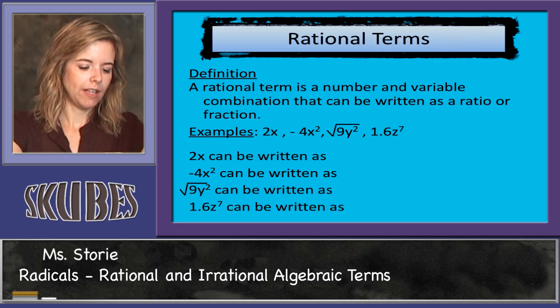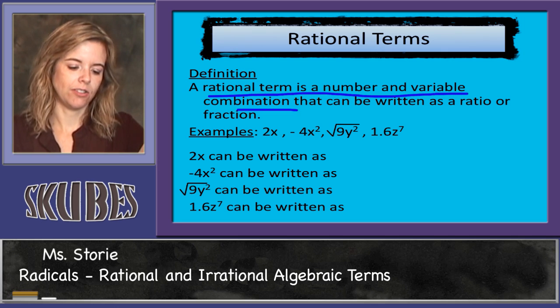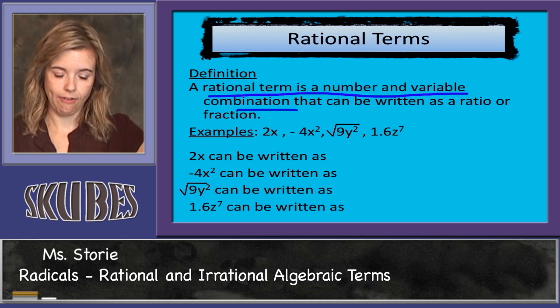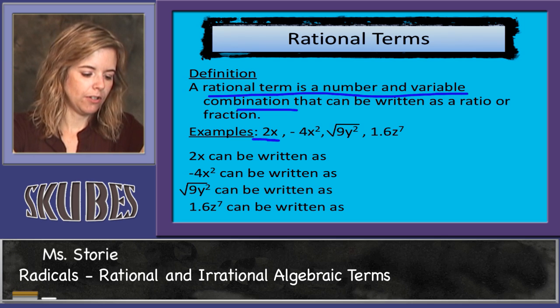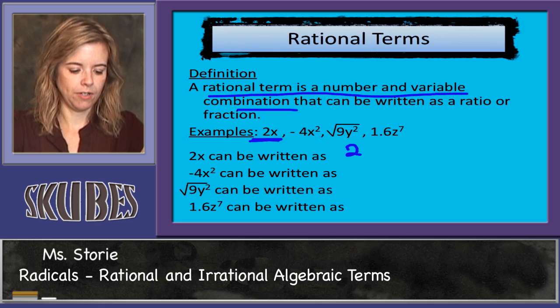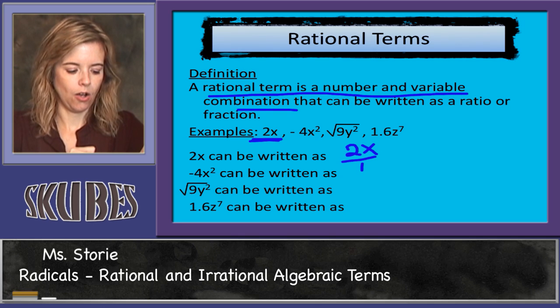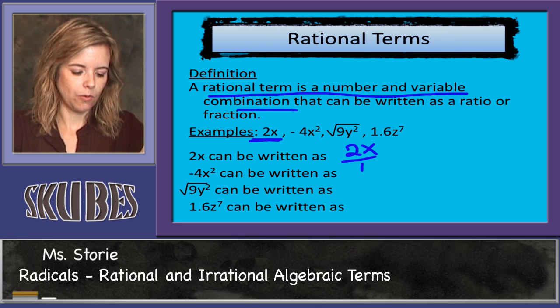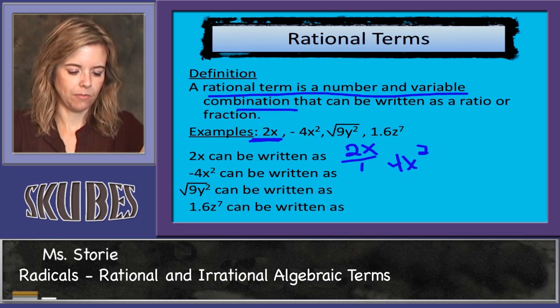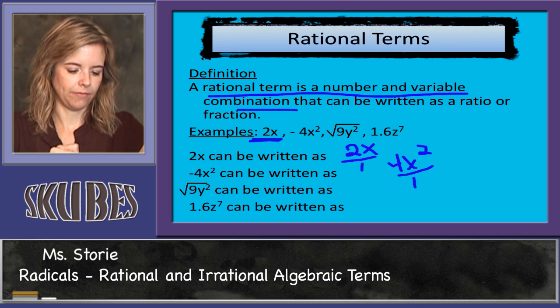A rational term is a number and a variable combination that can be written as a ratio or a fraction. So, if we look at 2x, 2x can be written as a fraction by simply putting it over the number 1. 4x squared can also be written as a fraction by putting it over the number 1.